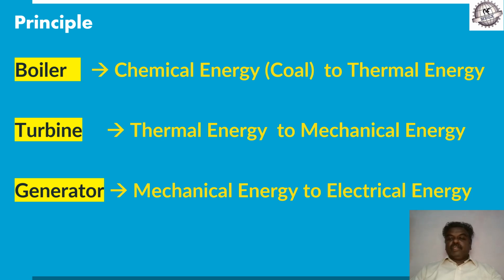The principle that is employed in the thermal power plant is very simple. You raise steam in a pressure vessel called as boiler by burning a fossil fuel. The steam that is generated will have thermal energy, and this thermal energy will be transformed to mechanical energy in a prime mover called as turbine. The mechanical energy that is produced by the turbine will be converted to electrical energy in a generator that is coupled to the turbine. And that's how the thermal power plant works.